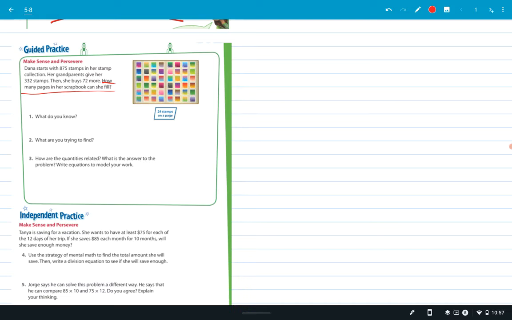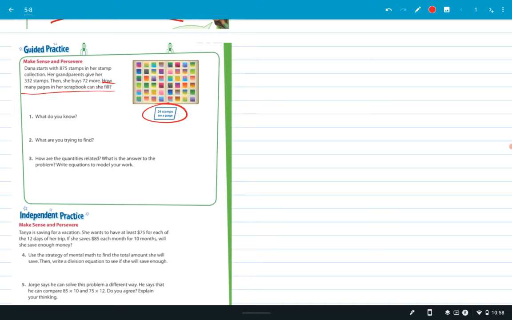Well, before we can figure that out, how do you tell how many stamps can go on a page in her scrapbook? Look right there. Yeah, they give it to you right there. It's not in the paragraph that you just read, but they do give you the information right there. There's 24 stamps on a page. Well, this is really similar to the example they gave us a couple minutes ago.